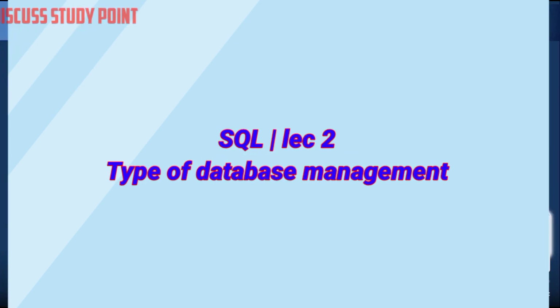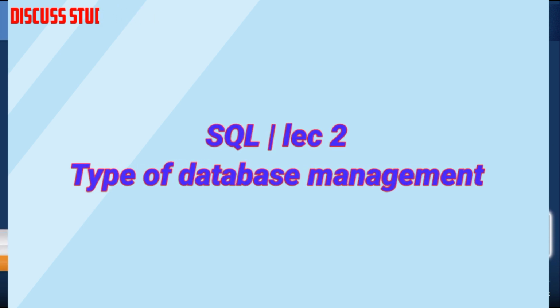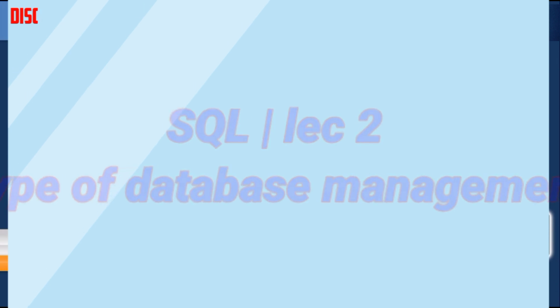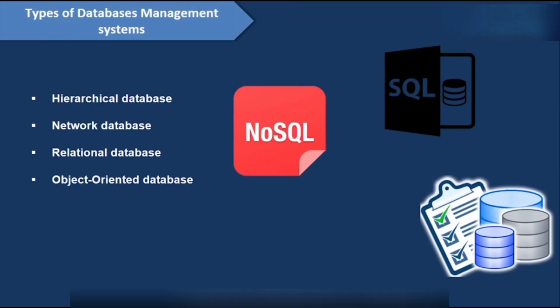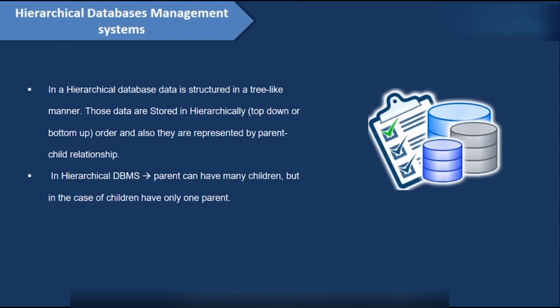So let's have a look at what are the types of data management systems we have. We have hierarchical database, network database, relational database, and object-oriented database as well. Now we will have a look at all these databases and what those databases stand for. Let's start with the hierarchical database.